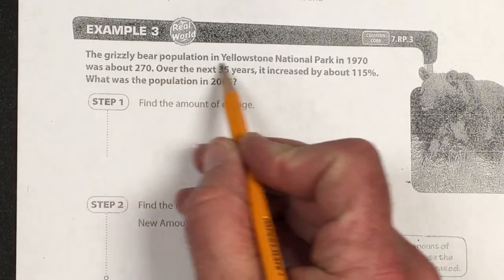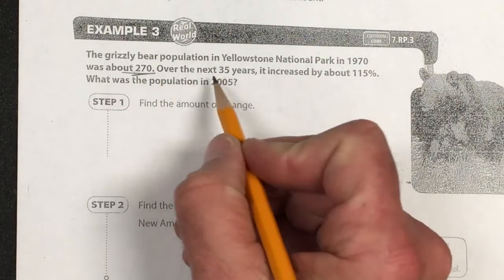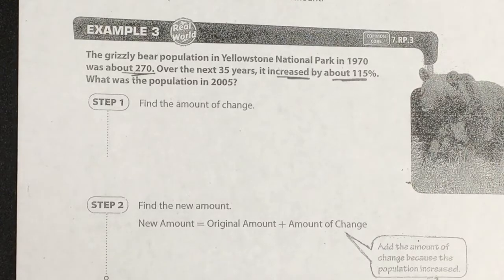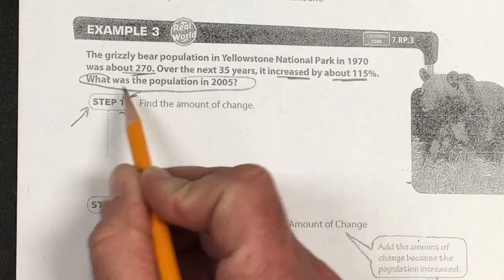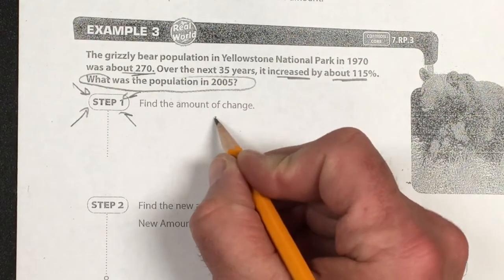This example is about the grizzly bear population in Yellowstone National Park back in 1970. It was about 270 bears, and over the next 35 years, it increased by 115%. We need to find the population in 2005. So our first step is to find the amount of change. In this case, it's going to be an increase.